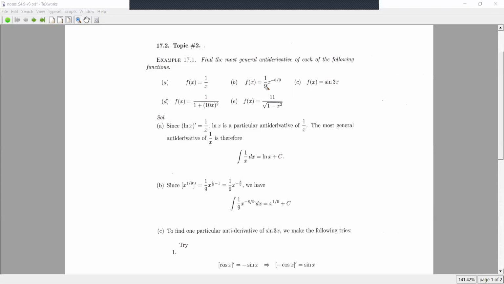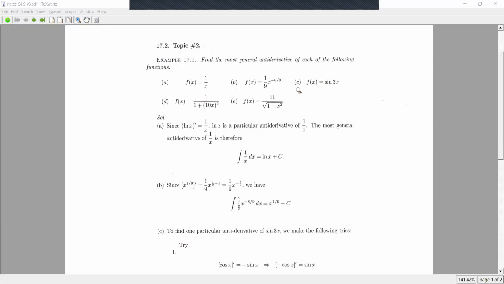Part B. One antiderivative for this function is x to the 1 over 9. The derivative of x to the 1 over 9 is this function. Therefore, the indefinite integral of the given function is x to the 1 over 9, this particular antiderivative, plus arbitrary number C.